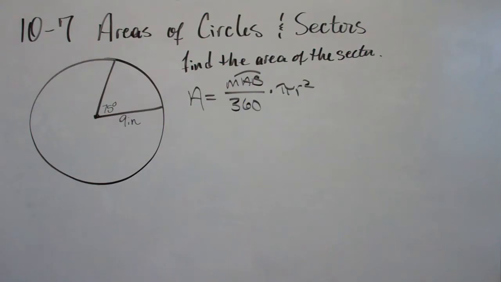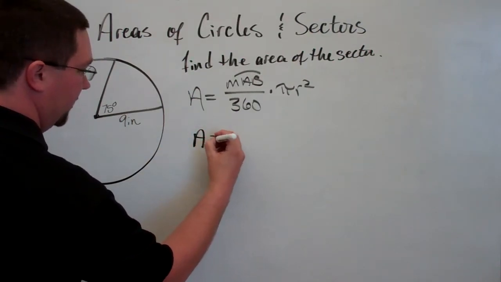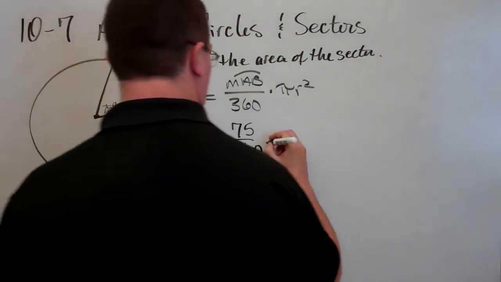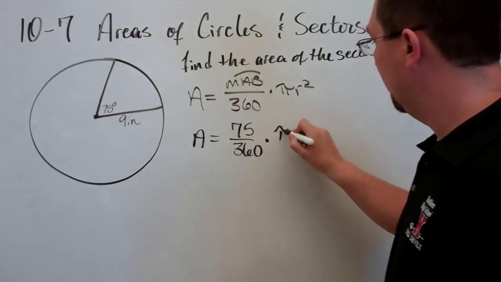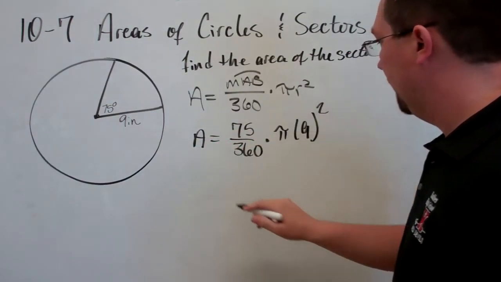Measure of the arc. Well, we don't have a measure out here, but if you remember from the last video, we know that the measure of the arc and the measure of the central angle is the same. So that means the measure of our arc is 75 degrees, divided by 360 times, remember, just bring pi along for the ride, r, which is 9 squared.